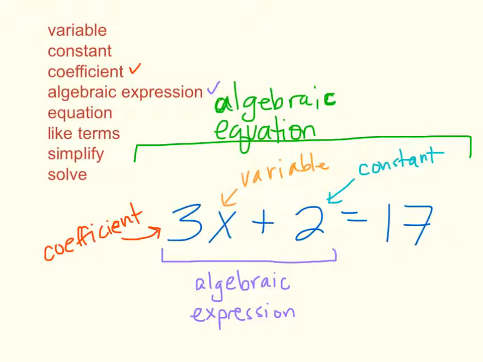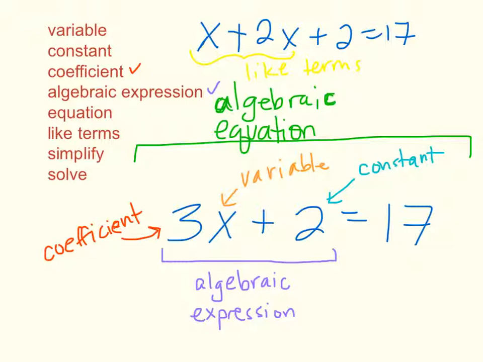Or I could go up here and I could say, all right, how about x plus 2x plus 2 equals 17. Now I have like terms, and I have a situation where I simplified. Like terms. There we go. And we simplified. I'll use this lovely gray color. So we took this and we changed it to this. That's simplify.